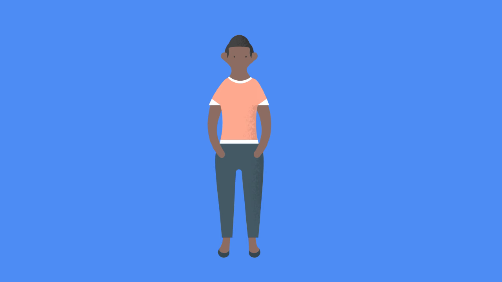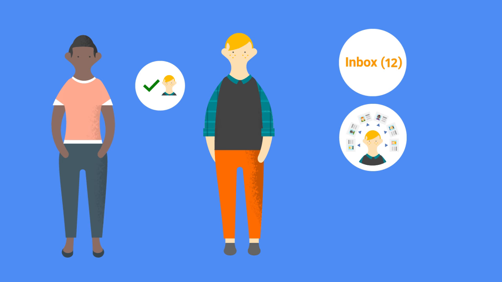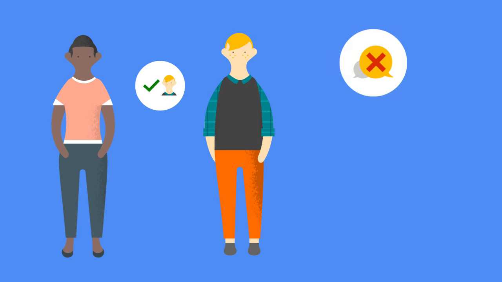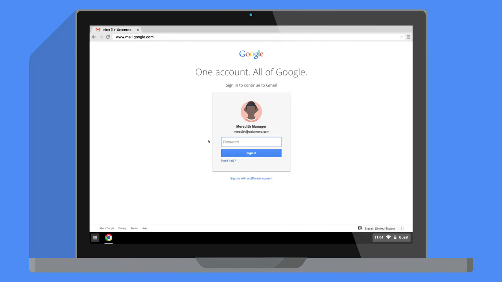To set this up, Meredith must grant Dave direct access to her Gmail account. Once Dave has been granted access, he can view Meredith's inbox, send messages from her address, and respond to messages for her as well. He will not, however, be able to chat on her behalf, change her password, or modify many of her account settings. Let's see how this works.